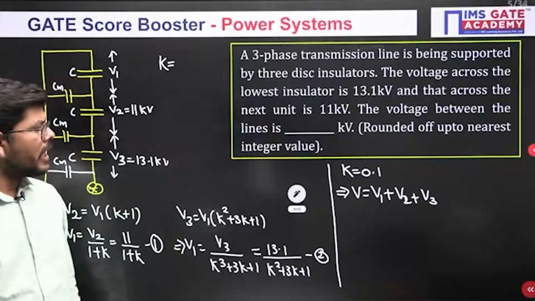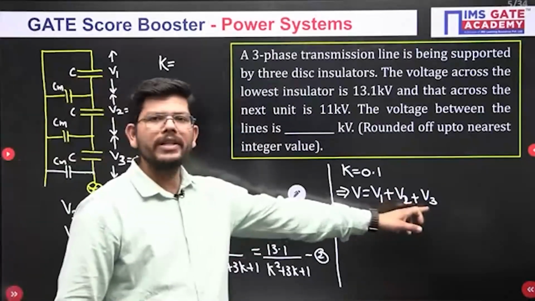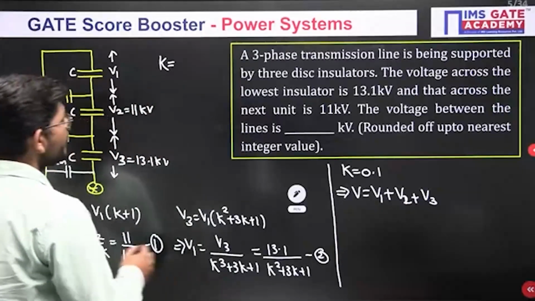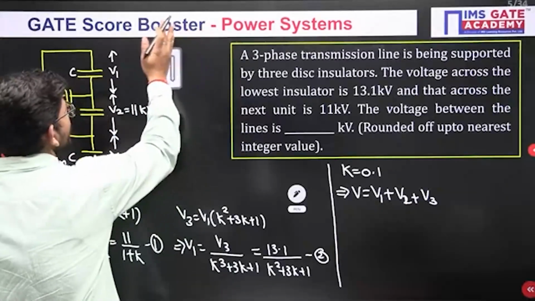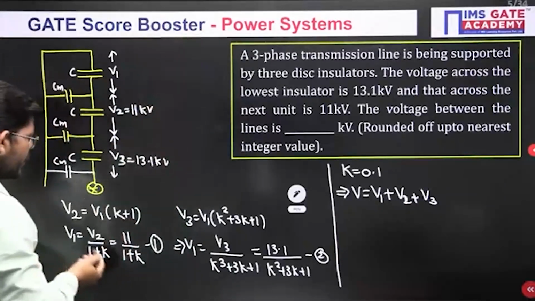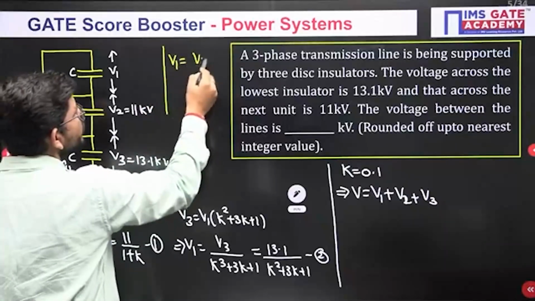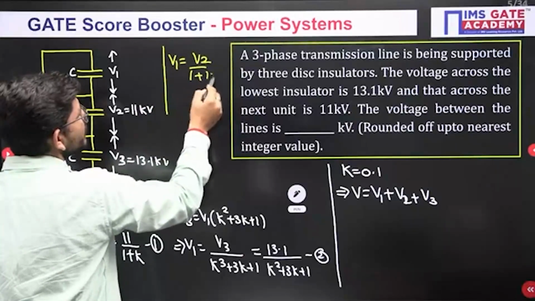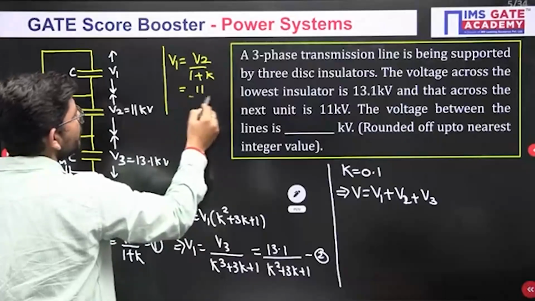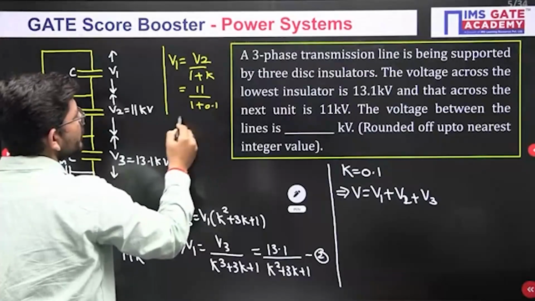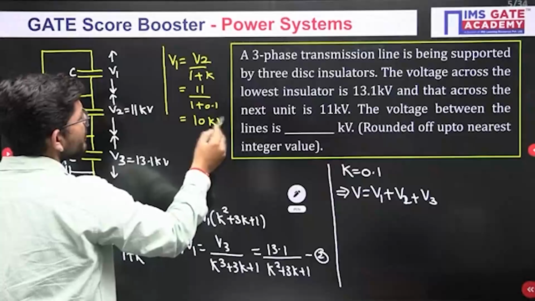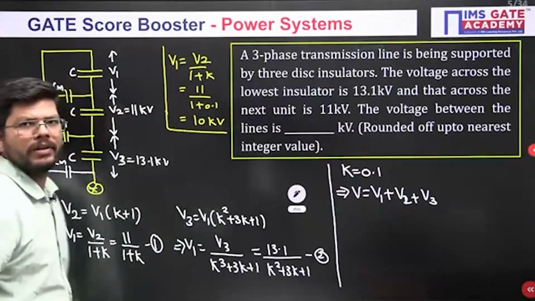Fine. Now we know the value of V2 and V3, but we don't know the value of V1. So can we find the value of V1? Okay, so from equation number 1, if I try to find the value of V1, which is V2 upon (1 + K), V2 is basically 11 upon (1 + 0.1). Okay, so how much will you get? Around 10 kV you will get. So this will be the value of V1, isn't it?